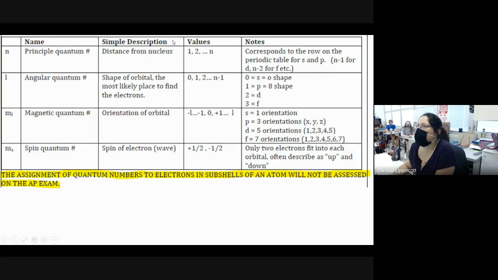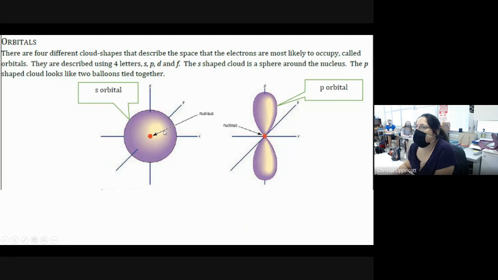You'll remember this chart from way back when, where we had the principal quantum number. So this is how far it is from the nucleus. This is the shape of the orbital, the SPDF. And then we had that magnetic quantum number and then the spin number. The quantum numbers, you do not need to know how to do them for the AP exam, okay? But they're a good refresher to remind where we come from when we get into the electron configuration.